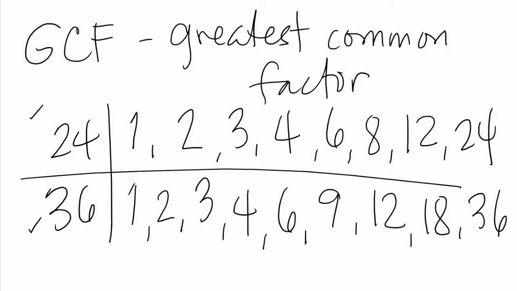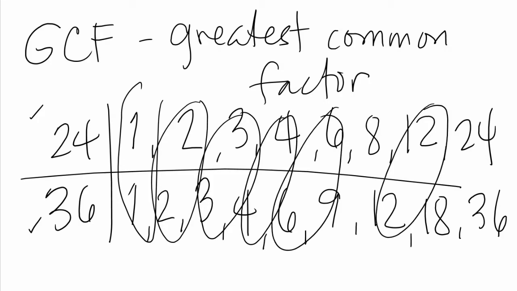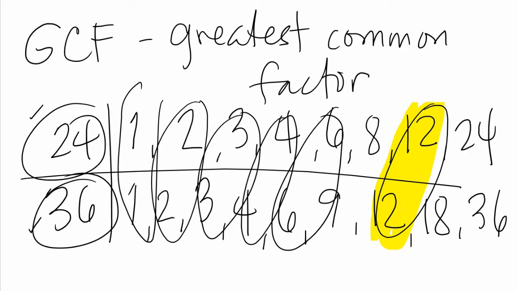So after listing, we will have to check for the greatest common factor. Anong number yung magkapareho sila? So nakita natin dito, we have 1, 2 as well, magkapareho sila, and 3, and 4, and 6, and 12, and there's nothing else. At ang pinakamalaki sa kanila, the greatest is 12. So 12 is the greatest common factor of 24 and 36.